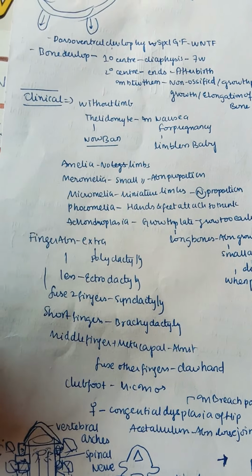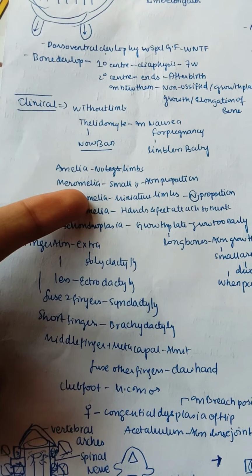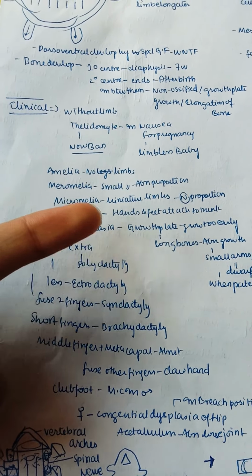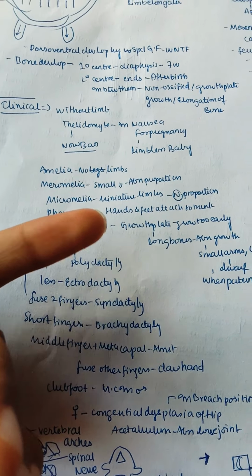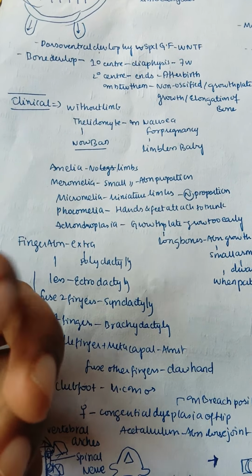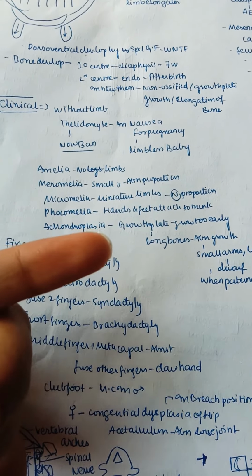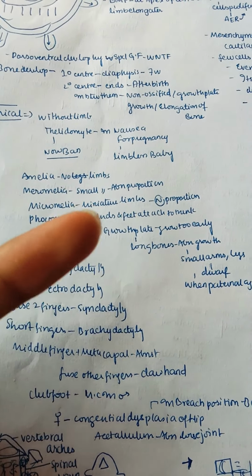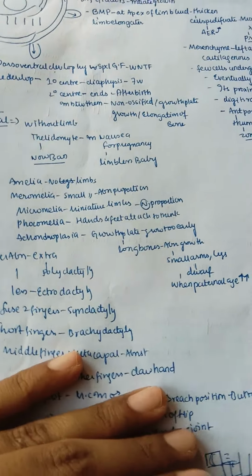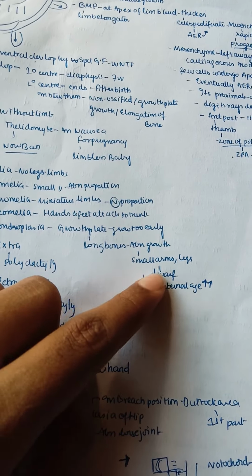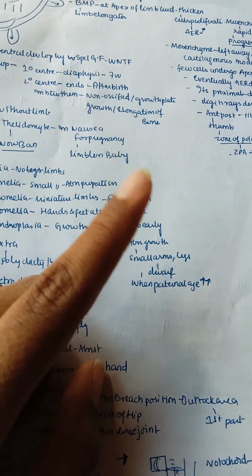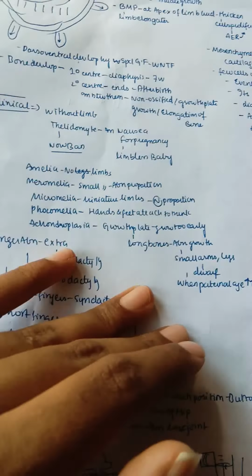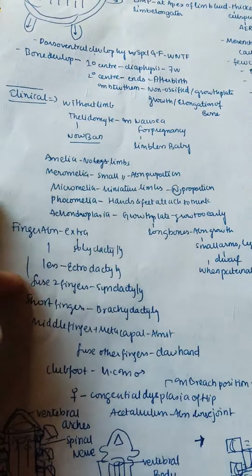And next, amelia. Amelia means no limbs. Meromelia means small limbs with abnormal proportion. Micromelia means miniature limbs, but with normal proportion. Phocomelia means hands and feet are attached to the trunk. Achondroplasia means the growth plate closes too early, and the long bones have abnormal growth, like small arms and legs, leading to dwarfism. This condition takes place when paternal age is very high.